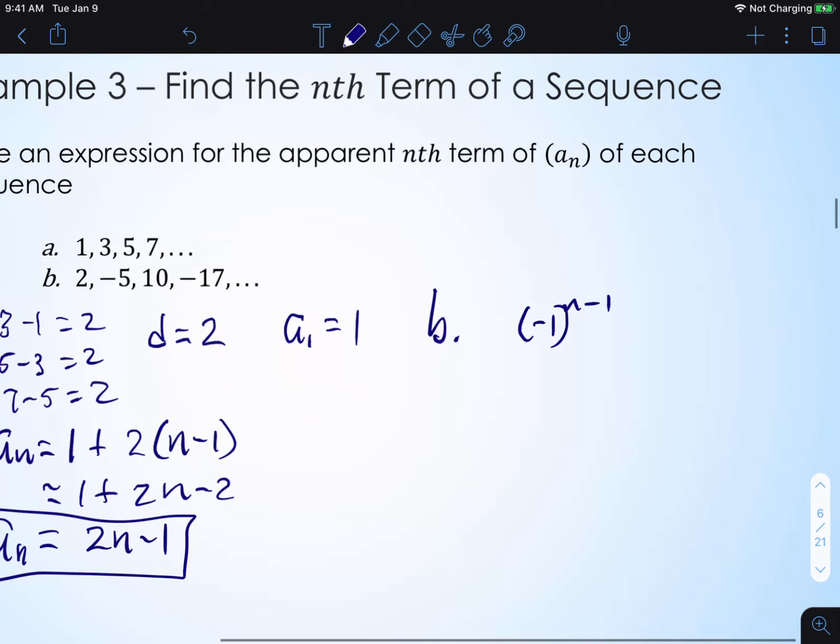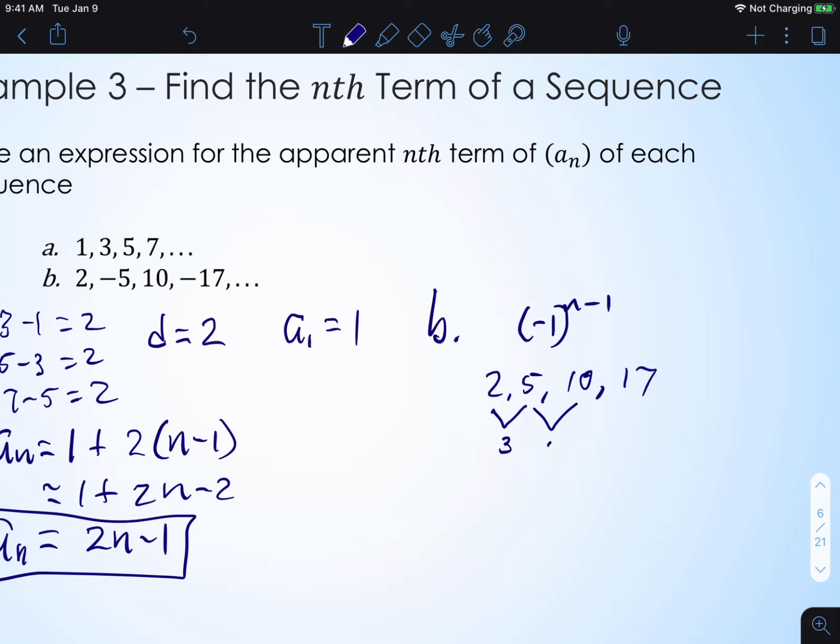Now here's the other thing: we can just pay attention to the 2, the 5, the 10, and the 17 and see what we're doing here. Well, let's see. The difference between 2 and 5 is 3. The difference between 5 and 10, that's 5. The difference between 10 and 17 is 7.